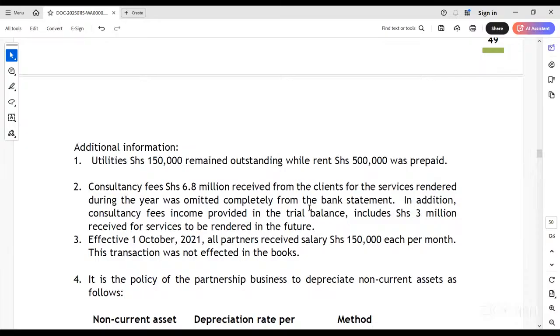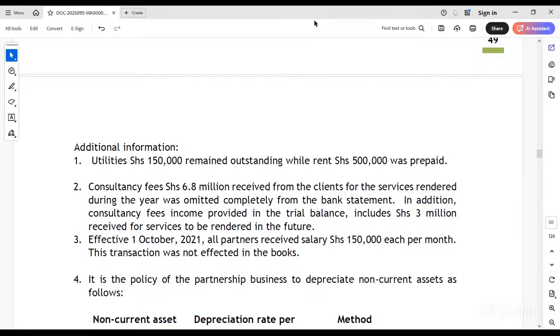We are going to just add it to our bank because it was received, but they have not recorded that anywhere. Then in addition, consultancy fees income provided in the trial balance includes the 3 million received for the services to be rendered in the future. Okay, we are going to see how to do this.